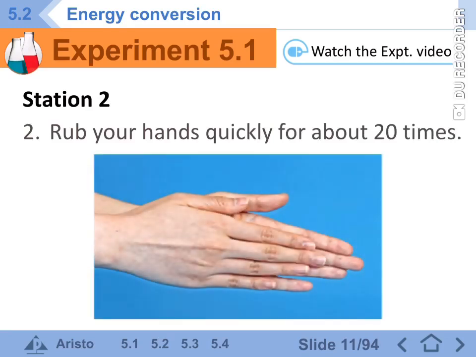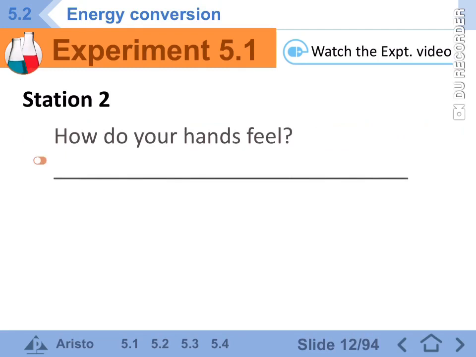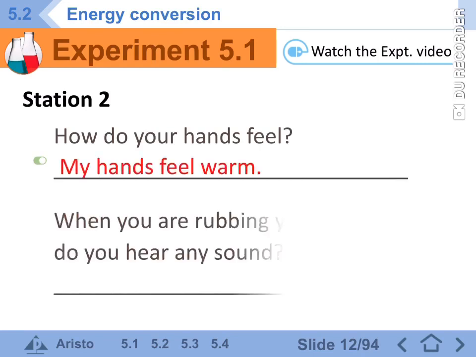Now in the second experiment, that is the one where you're rubbing your hands 20 times. So when you're rubbing your hands 20 times, how do your hands feel? The first one is your hands should feel warm, because it's generating a lot of friction between your hands. And do you hear any sounds? And yes, you should be able to hear the sound generated by the friction.